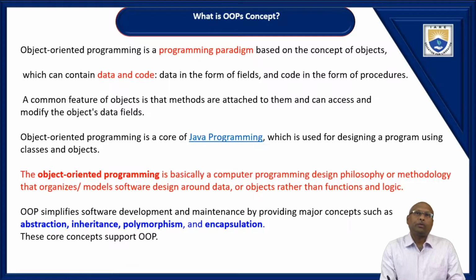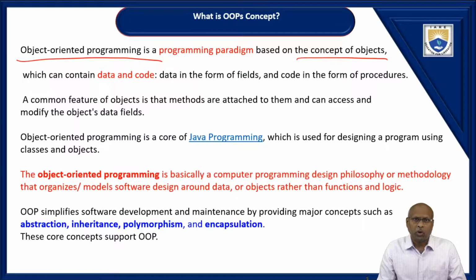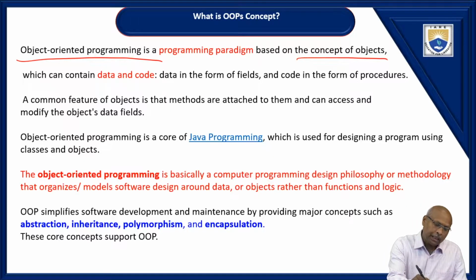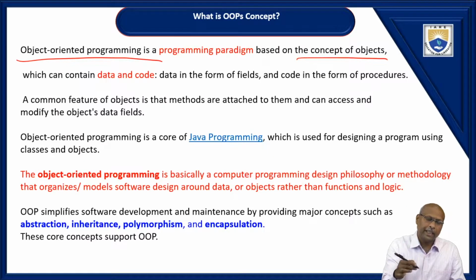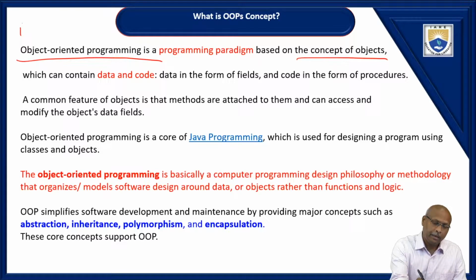First of all, you should know what object-oriented programming is. Object-oriented programming is a programming paradigm based upon the concept of objects. If you want to develop a program, you should follow one programming style or paradigm. There are different types of programming paradigms: procedural paradigm, object-oriented paradigm, as well as monolithic paradigm. But one of the best design styles is object-oriented programming.